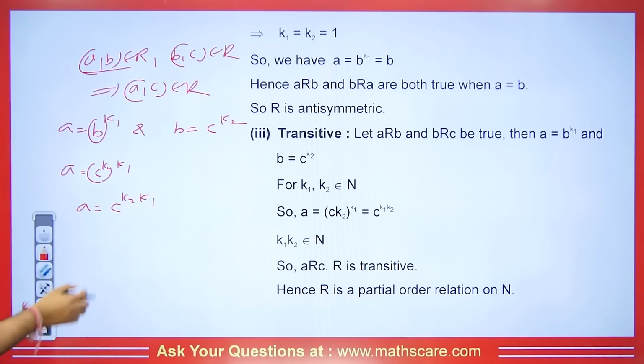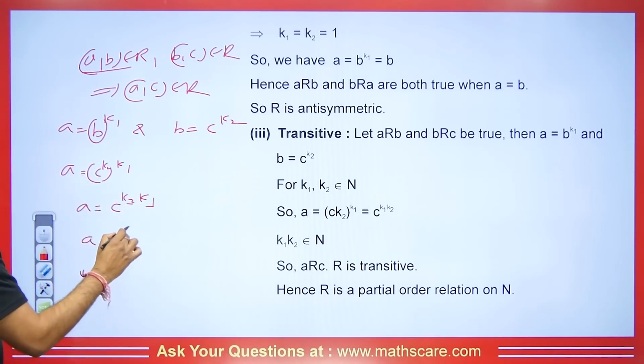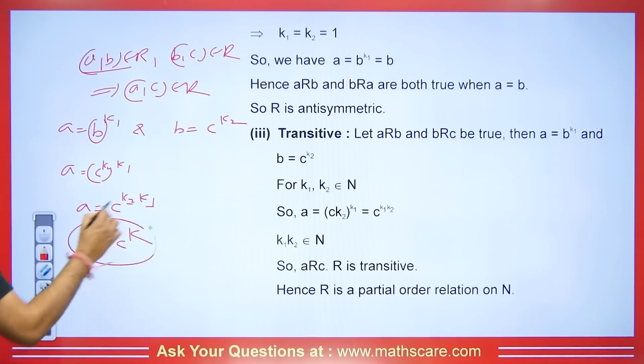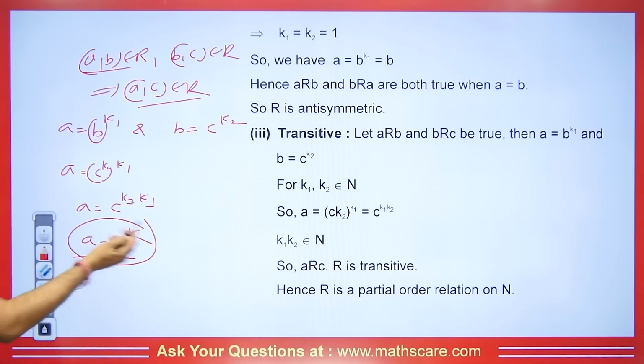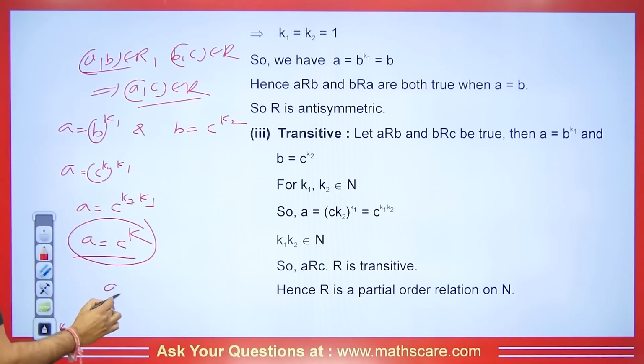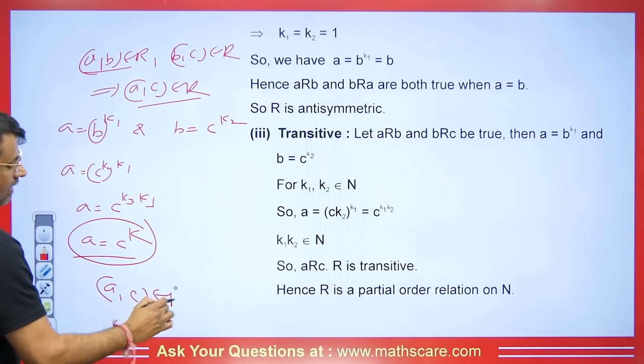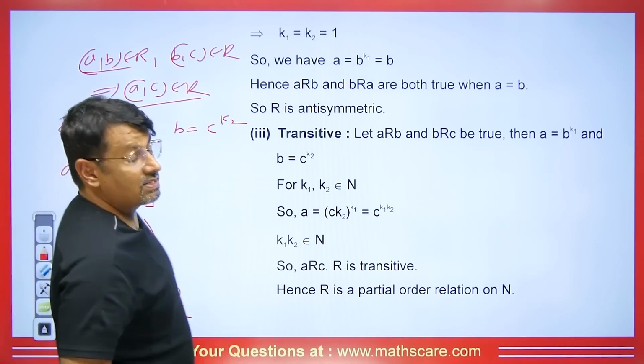And now we know that k1 and k2 are two natural numbers. Then the product of them will be a natural number. Then I'll write it as a big K. Then (a, c) will also belong to R, as we can write it in the position of power. Here a will relate to c, then (a, c) will belong to R. So this property here will be transitive.